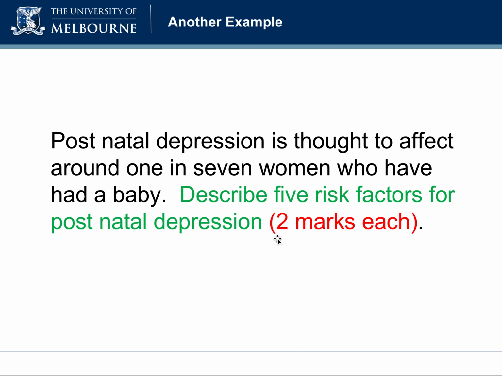So here is a type of question that you might see, for example. So in this question here, we're talking about postnatal depression, and we're asking you to describe 5 risk factors for postnatal depression. So in this particular question, there's one thing that you have to do, but you have to do it 5 times, essentially. So you would be needing to describe 5 risk factors, and you can see that each one of those risk factors would be worth 2 marks.